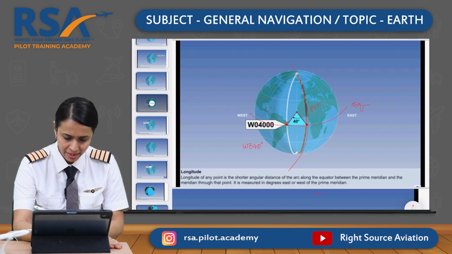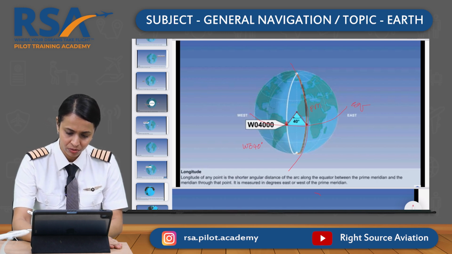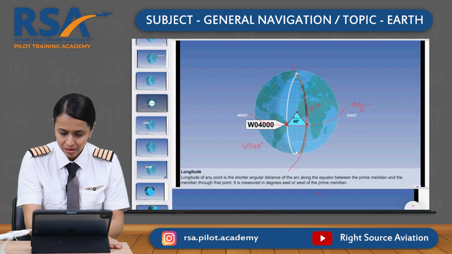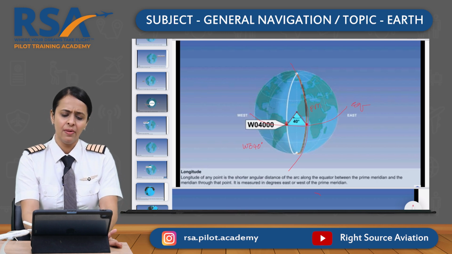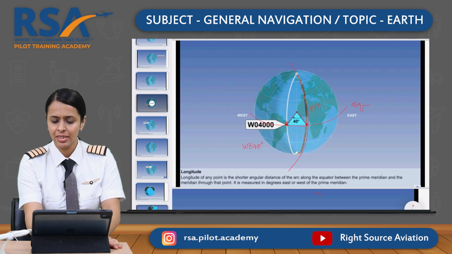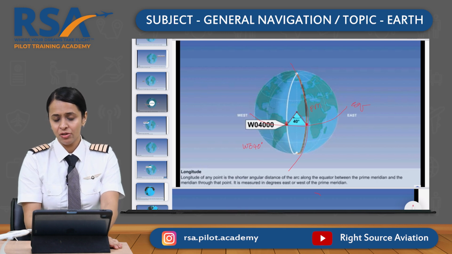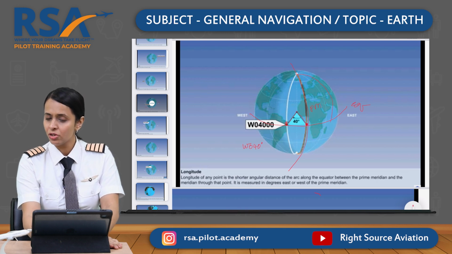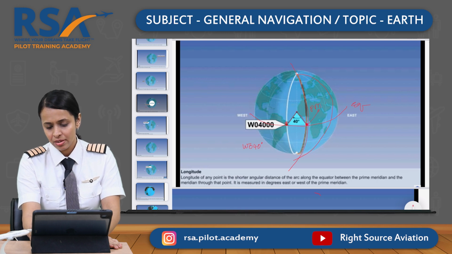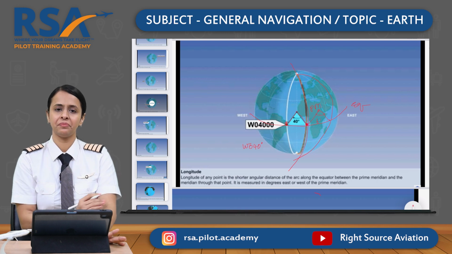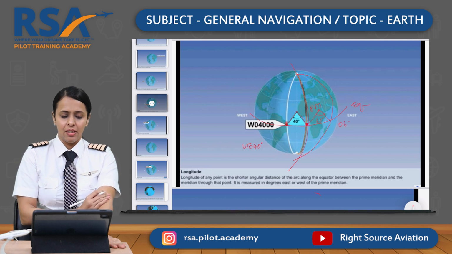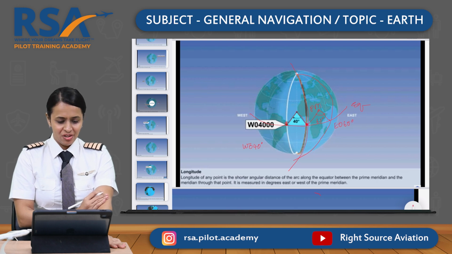Similarly, let's say I want to take this longitude. Now this angle from the prime meridian to the equator, if I see, is a bigger angle. Let's say it is about a 60 degree angle. So this longitude becomes east because it's on the east side, 060 degrees. And that's it. I hope latitude and longitude is clear.